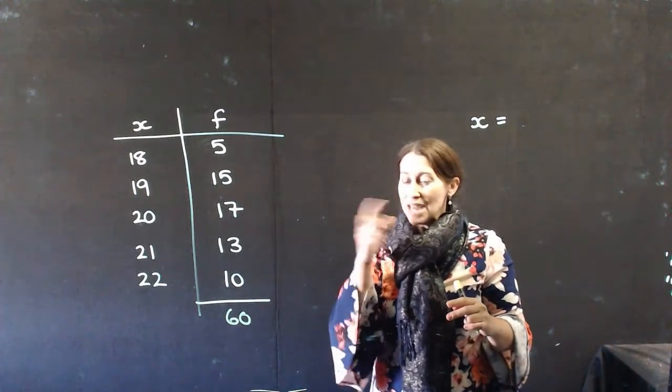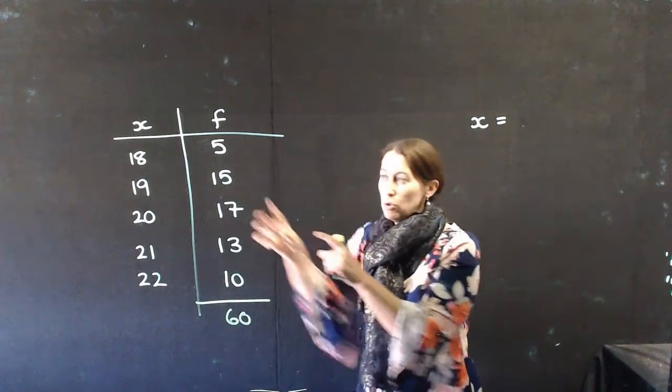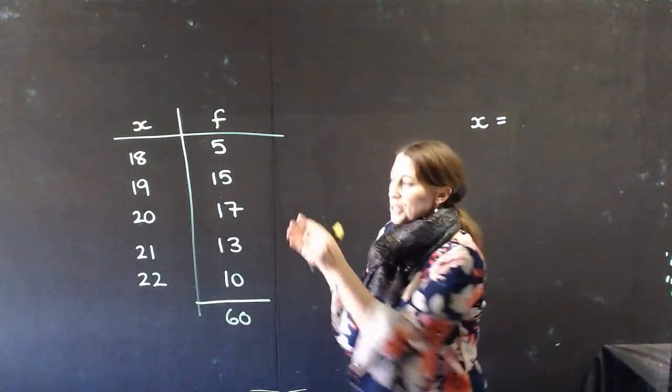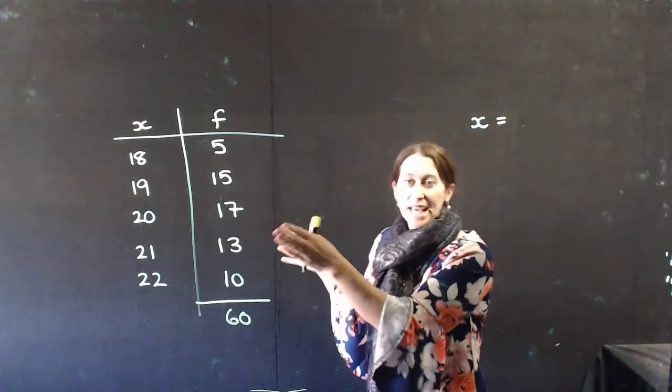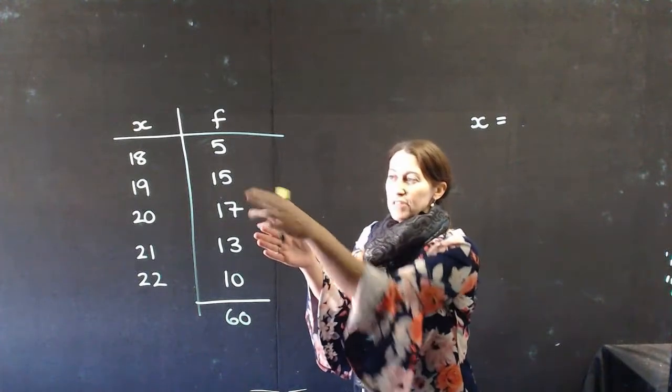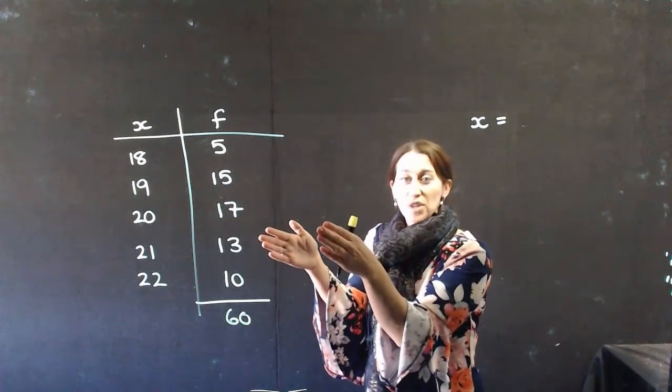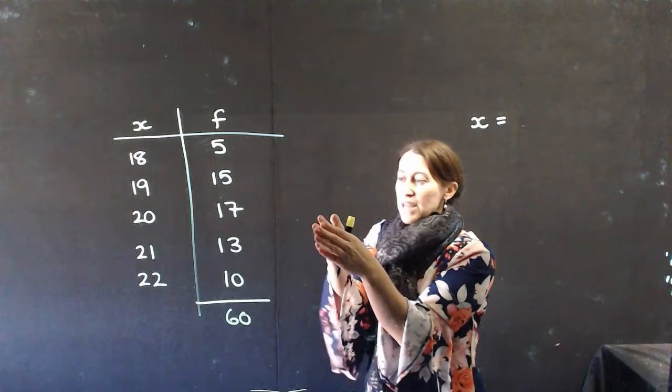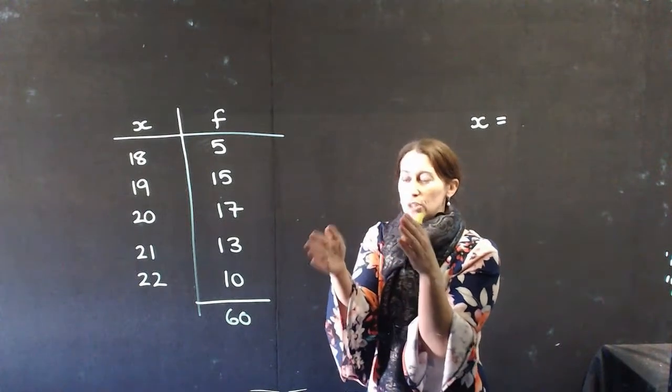If I was to imagine these people all in a line, all in order of their age, the first 5 people would be 18. After that 5th person, there would be 15 more people in the line that were 19. And then there would be 17 people who were 20, and so on.